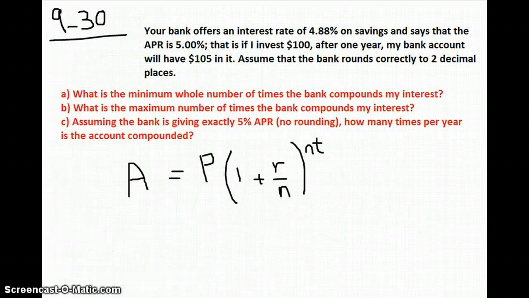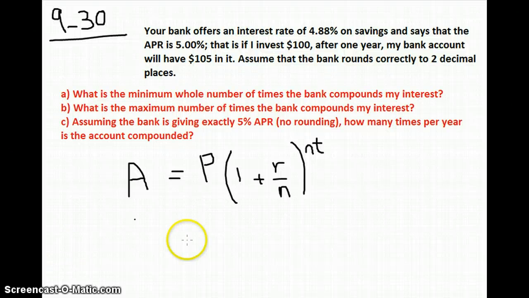Okay, 930. Your bank offers an interest rate of 4.88% on savings and says that the APR is 5.00%. That is, if I invest $100, after 1 year my bank account will have 105 in it. Assume that the bank rounds correctly to 2 decimal places. All right. So what is the minimum whole number of times the bank compounds my interest?